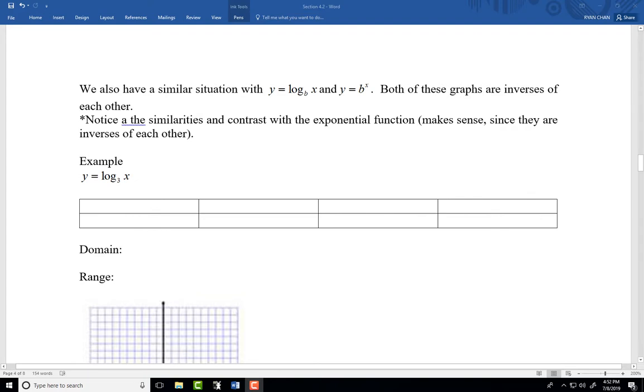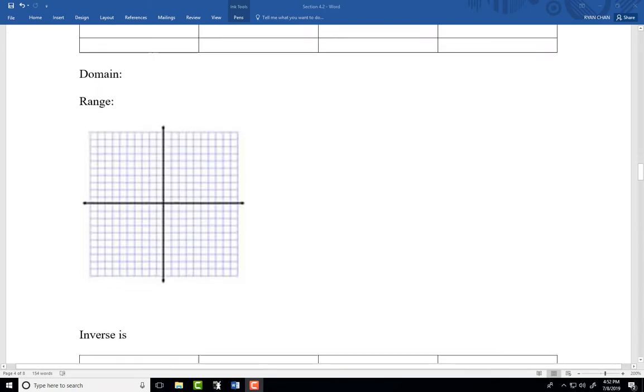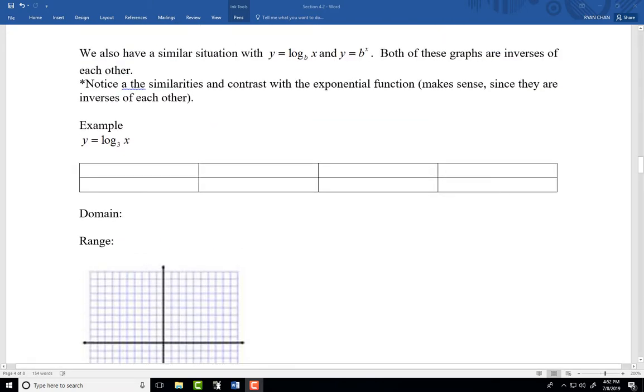Okay, so we're going to talk about the idea of how to graph logs. Let's say you're being asked to graph log base 3 of x. This is going to be significantly difficult to do on your graphing calculator or by hand. But one thing we need to remember is that logs and exponents are inverses of each other.